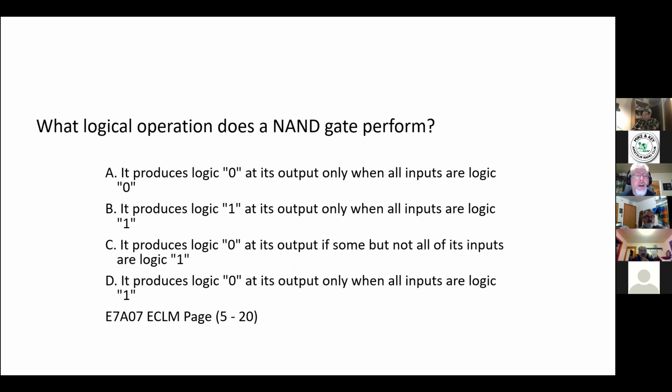What logical operation does a NAND or a negative AND gate perform? A, it produces logic 0 at its output only when all inputs are logic 0. B, it produces logic 1 at its output only when all inputs are logic 1. Or C, it produces logic 0 at its output if some but not all of its inputs are logic 1. Or D, it produces logic 0 at its output only when all inputs are logic 1.